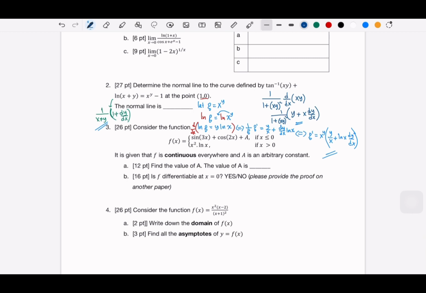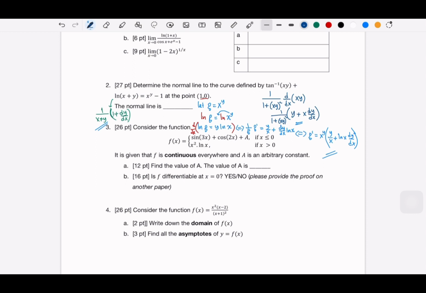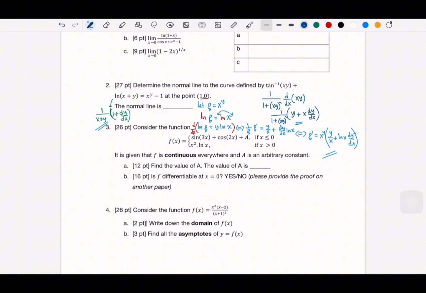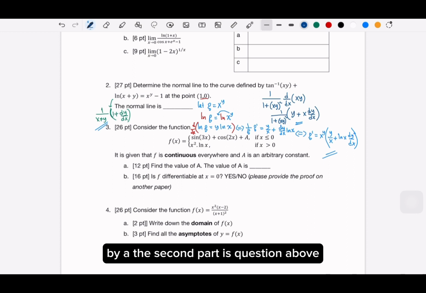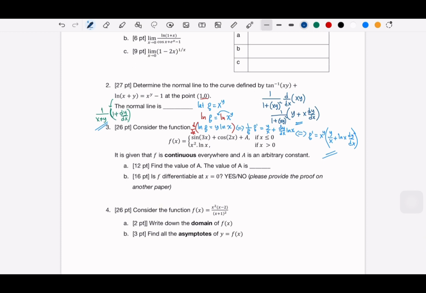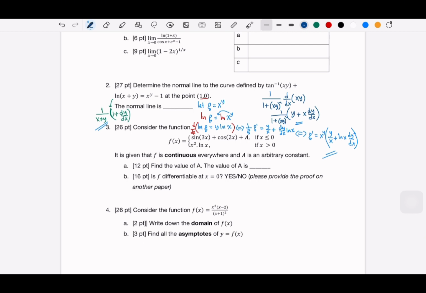Okay, let's try number 3. This is the function. You have a piecewise defined function. You have the interval. The function is continuous everywhere, and A is an arbitrary constant, or A is a constant. Find A. The second part is a question about differentiability. Is f differentiable at x equals 0? Yes or no? But please provide the proof. Okay, try that one.